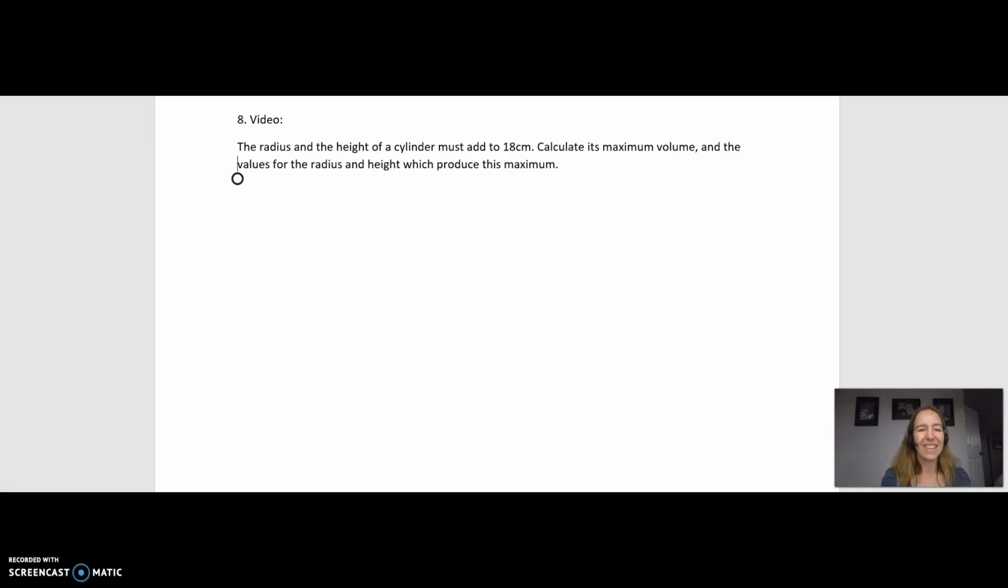Okay, question 8, last one. The radius and the height of a cylinder must add to 18 centimeters. So I have a cylinder, I have the height, and I have the radius. So the radius plus the height must add to 18 centimeters.